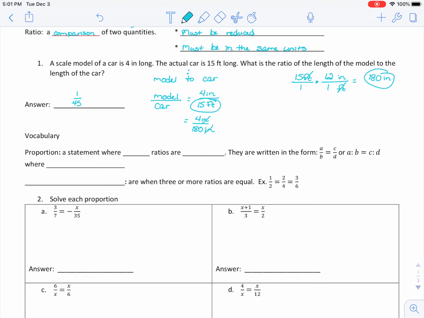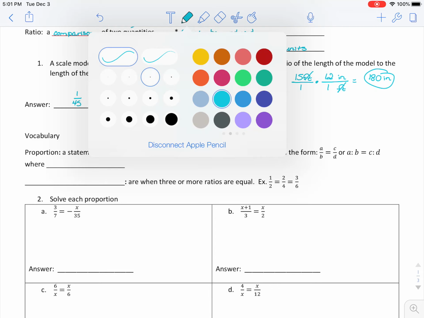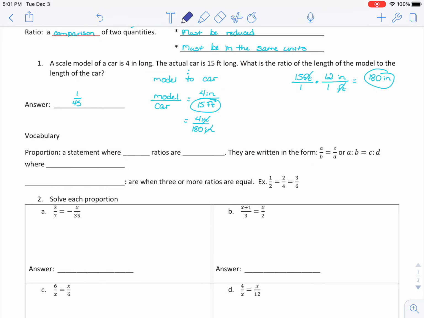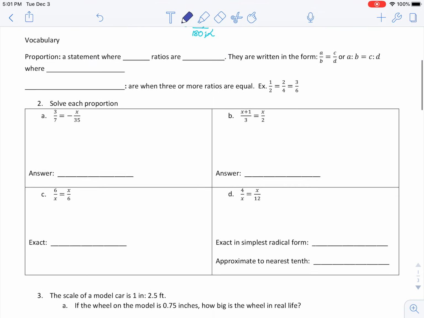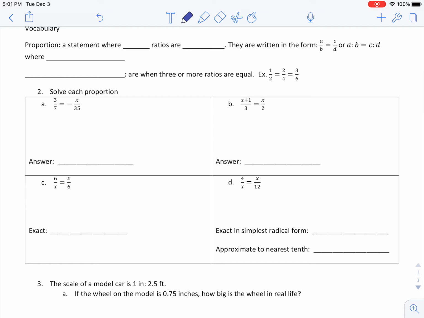So that's one use of ratios: just writing the fraction, making sure we're reducing, comparing two things. We often see them in proportions. This is a statement where two ratios are set equal. Now, if they're ratios, we can write them as fractions, like a over b equals c over d. Or you can write them with the colons in between.